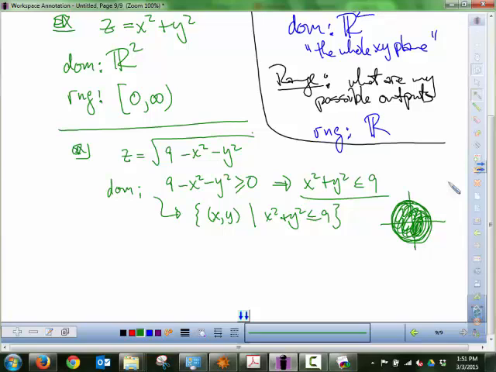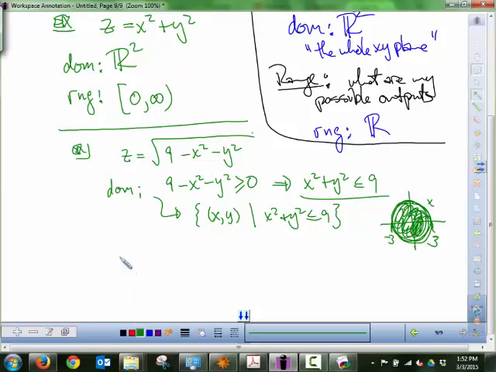So that's your domain. So that means out of all the ordered pairs that you can have on the xy plane, you can only pick from within the circle. In other words, if I try to pick a number that's outside of the circle, like 3, 3, I'm going to be in trouble. If I put 3, 3 in here, I'm going to have a negative number. That's not going to give me an appropriate z value.